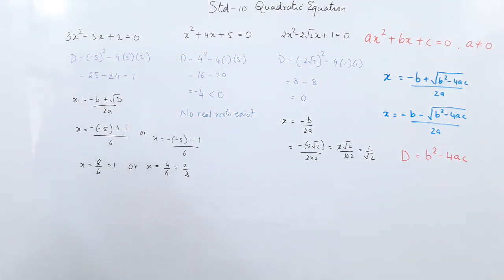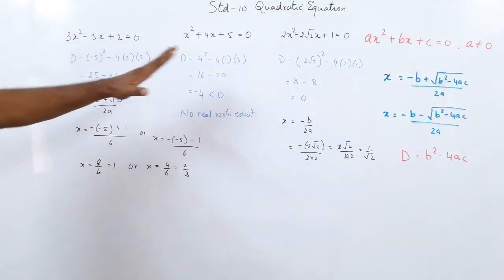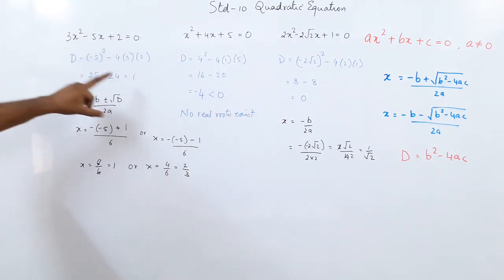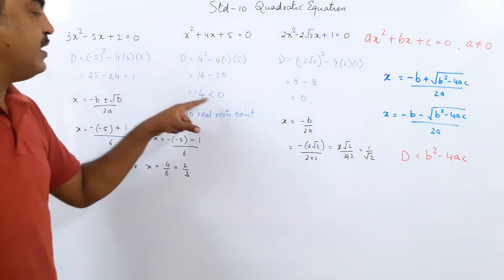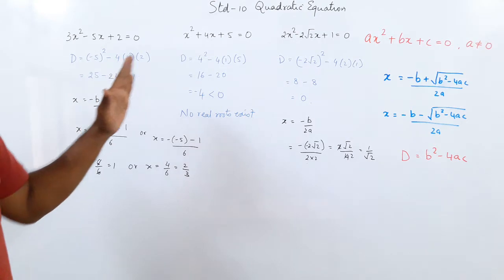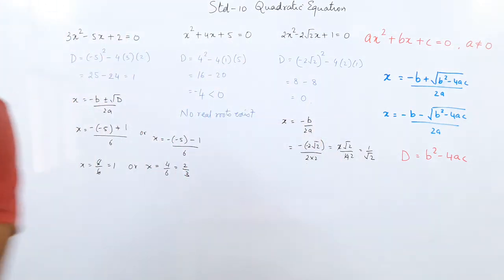So here we have taken 3 sums. So like I tell you, first the equation is given to you, a quadratic equation. Find out the D. Here D is 1, greater than 0. So 2 roots will exist. Here we got D less than 0. So no real roots exist. And D is equal to 0. So one real root exists. And we have directly found out the answer using the quadratic formula.